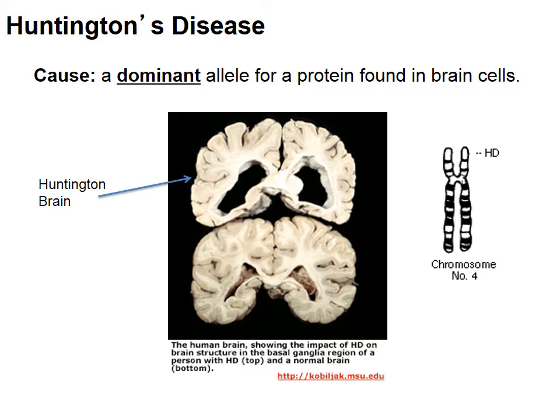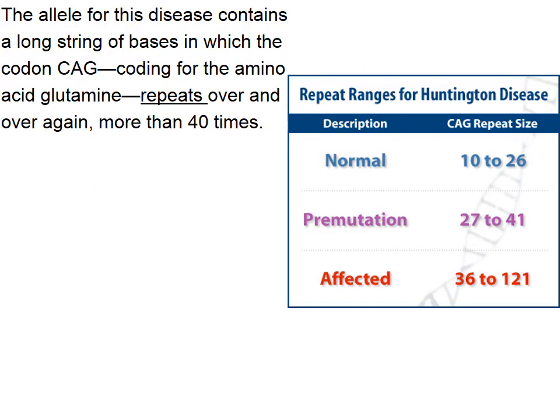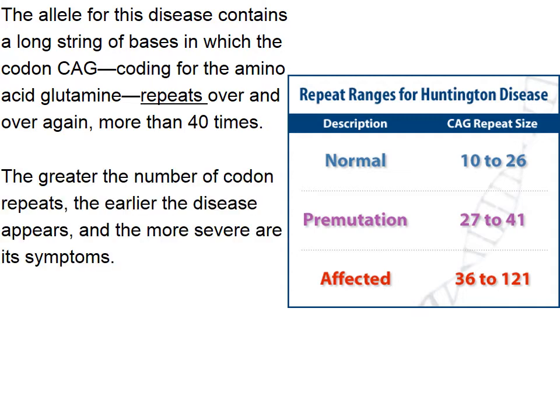In Huntington's disease, this is another one that someone will do a project on. It's caused by a dominant allele that's found in brain cells. It's on chromosome number 4. And here we have a different type of mutation. Do you remember where we had repeats or duplication? I think we called it duplication. Well, what ends up happening is there is a long string of bases in which the codon CAG is repeated, and it's repeated over and over again. And the greater number of repeats determines when the disease will appear.